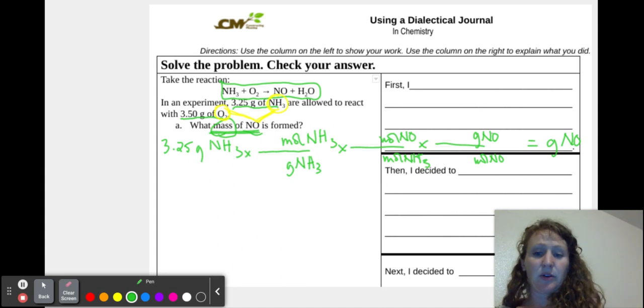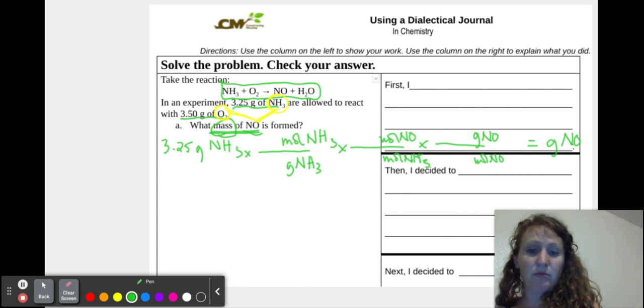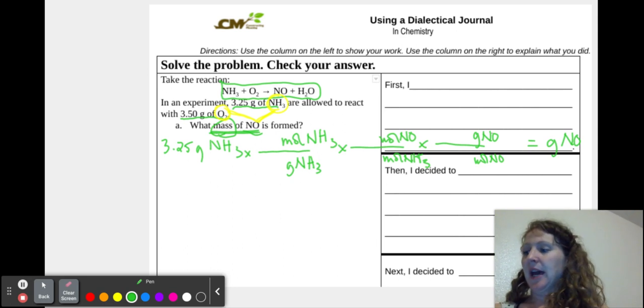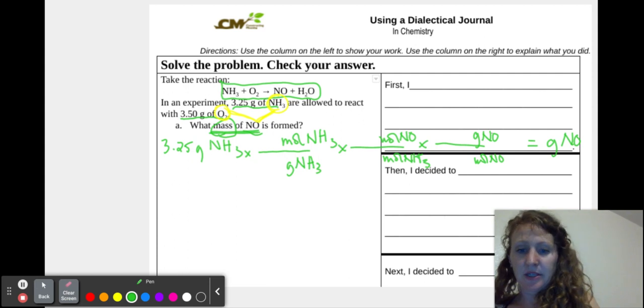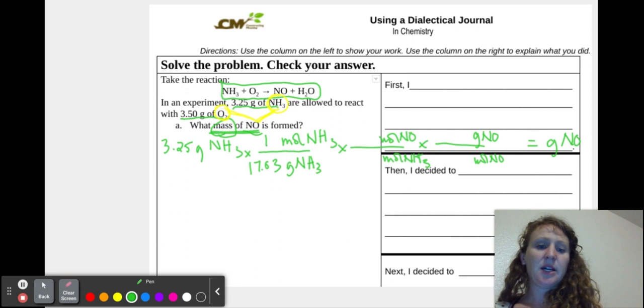Now I need to fill in those numbers. So the first number here, grams of ammonia to moles of ammonia, that's going to be the molar mass of ammonia. So let's go find the molar mass of ammonia. I look at my periodic table and add up nitrogen plus 3 hydrogens. That's going to be 17.03 grams per 1 mole of ammonia. Moles of ammonia to moles of nitrogen monoxide, that relationship comes from the balanced chemical equation.